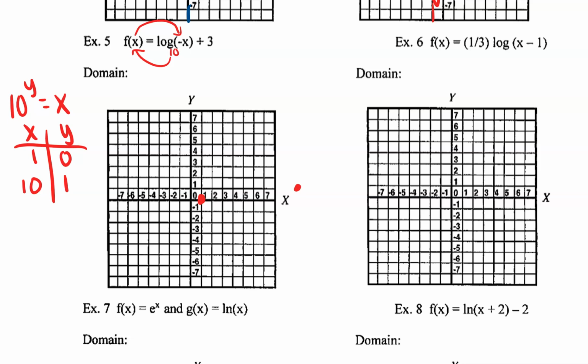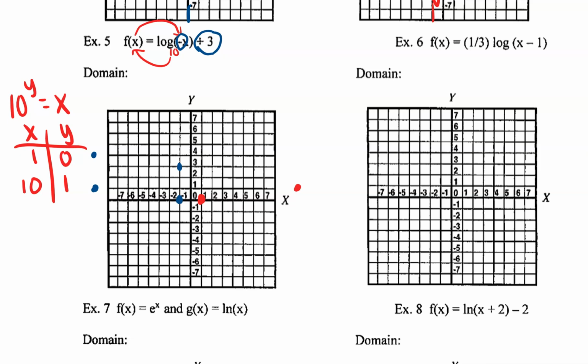But then I'm going to take those and I'm going to reflect over the y-axis. That's what this negative does here. So it reflects over the y-axis. So instead of being over here on the right side, I'm going to reflect it over to the left. So it's going to be here, and this point's going to be over at (-10, 1). And then I need to shift everything up 3. So up 1, 2, 3. Up 1, 2, 3.